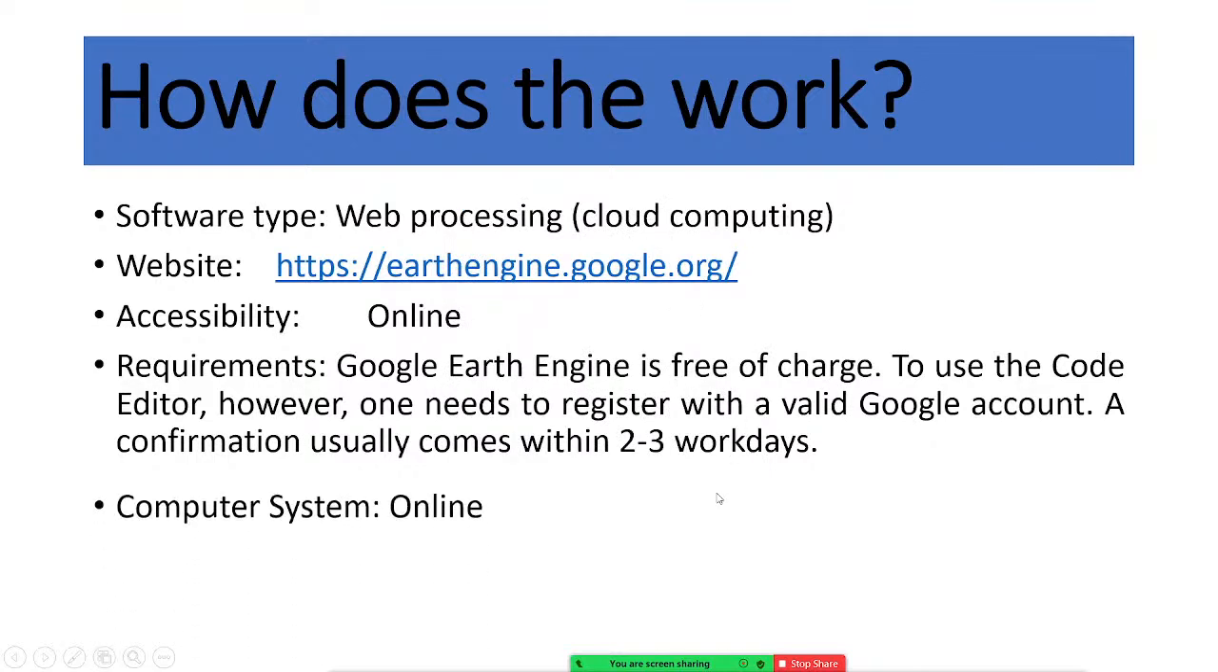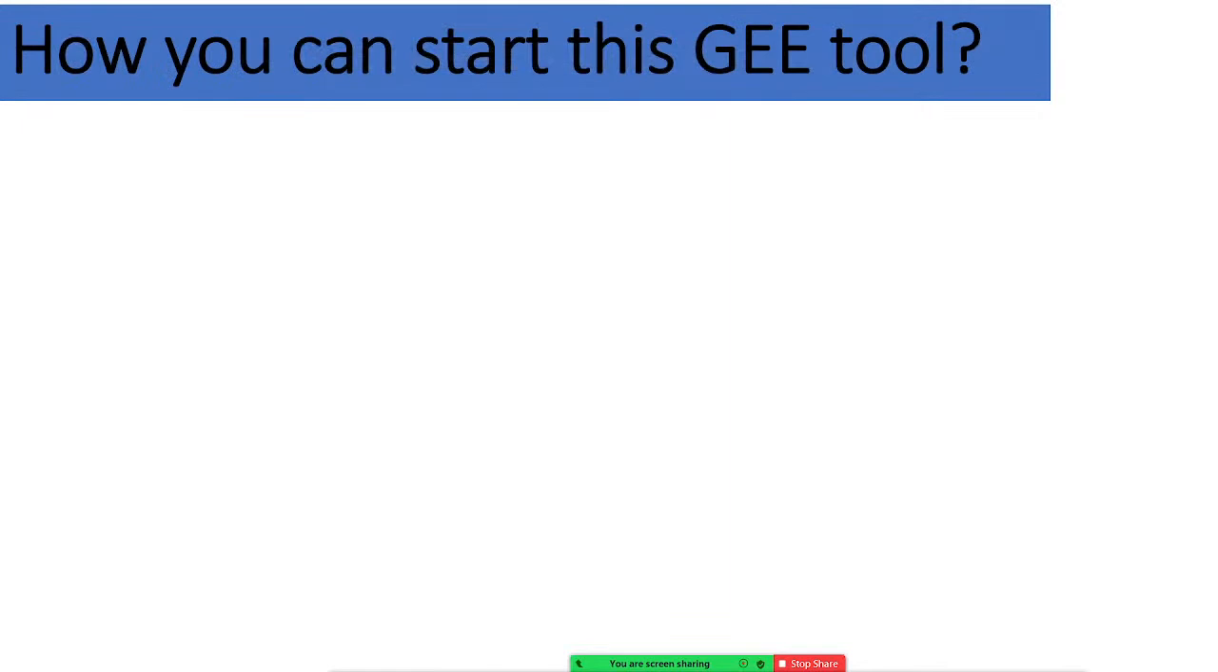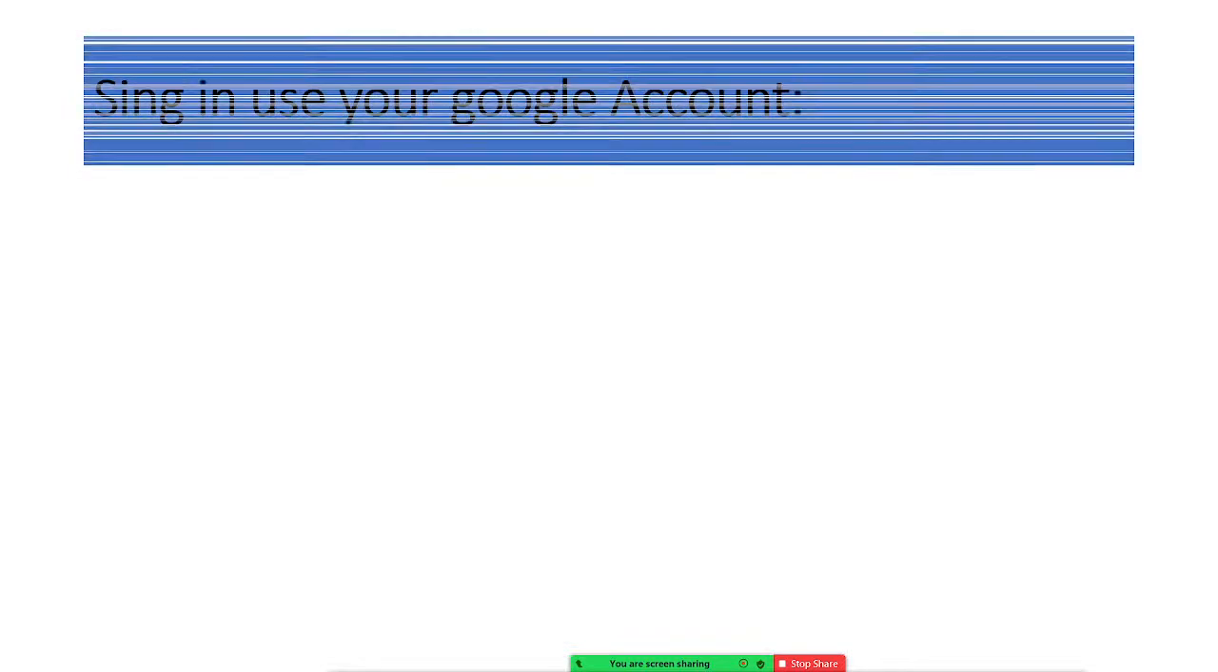Okay. So for the computer system, you must be online, and it mainly works with image processing and visualization, and it works for raster and vector data. So mainly it focuses on raster datasets for visualization. So now how can you start this tool? Here I have already made a tutorial for you on how to easily make a Google Earth Engine account, so I will skip it. Okay, so it will already be completed.